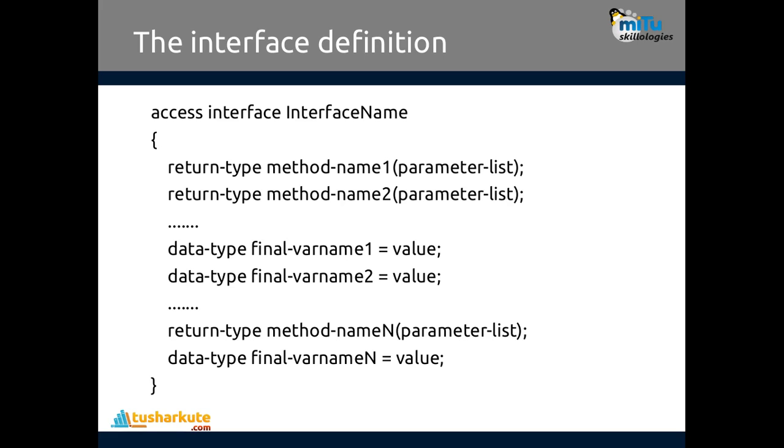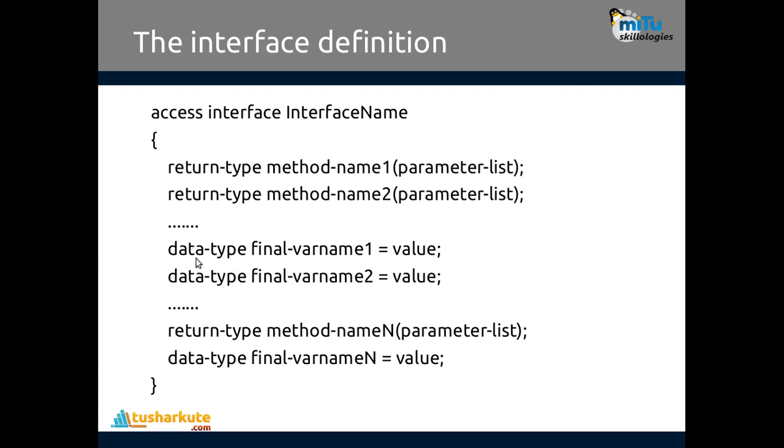Now, how do we create an interface? The keyword interface is used to define it. The definition is: access specifier, either public or default, then the keyword interface and the interface name. The interface name follows the naming convention similar to classes, with the first letter always capital. Internally we have methods with return type, method name, and parameters followed by a semicolon. This is what we call the abstract definition of the interface. Multiple such methods are possible.